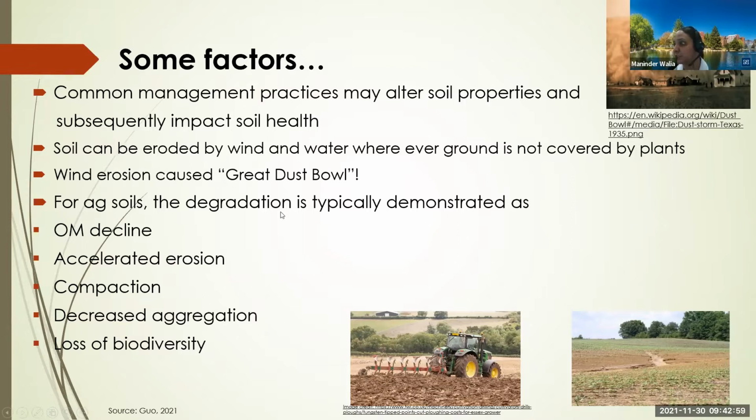The other form of degradation that we can see out in the fields is compaction. The soils are highly compacted following tillage practices and the movement of heavy equipment on the soil. It also leads to decreased aggregation and loss of biodiversity, which is below the ground and also above the ground if we keep the land open without any crops on top.